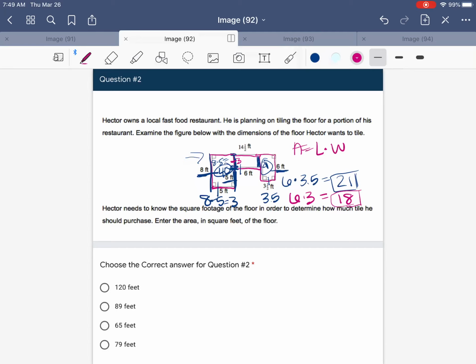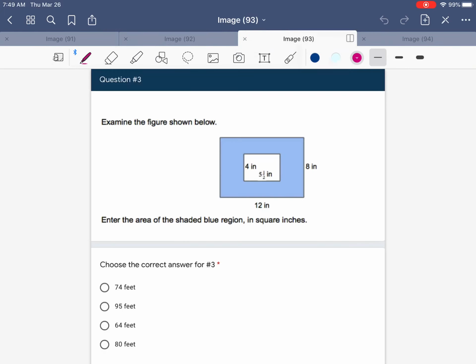So now, and remember I had that first one, which was 8 times 5 was 40. So now what I need to really do is just add those 3 lengths together to get my answer. And that is how you do number 2.